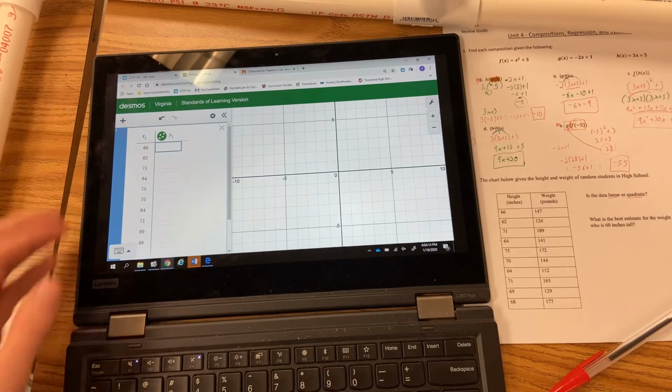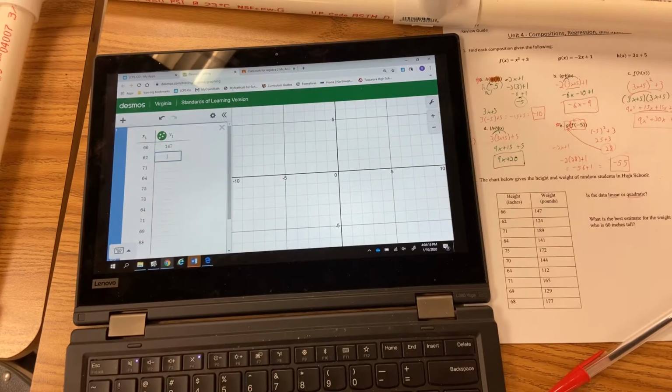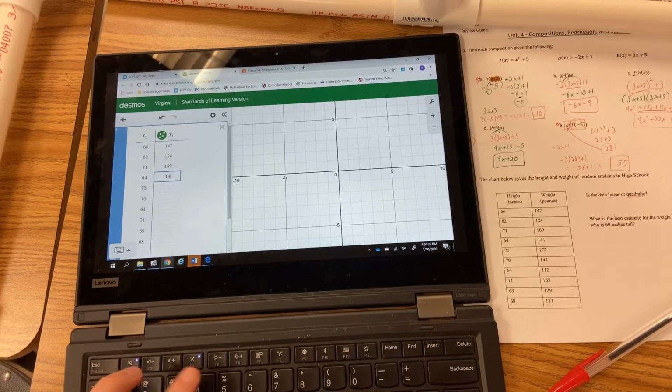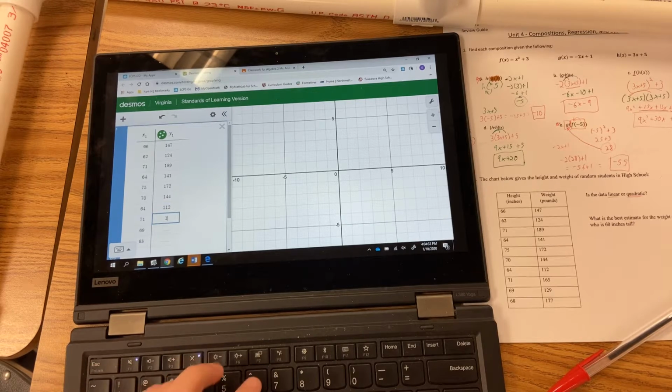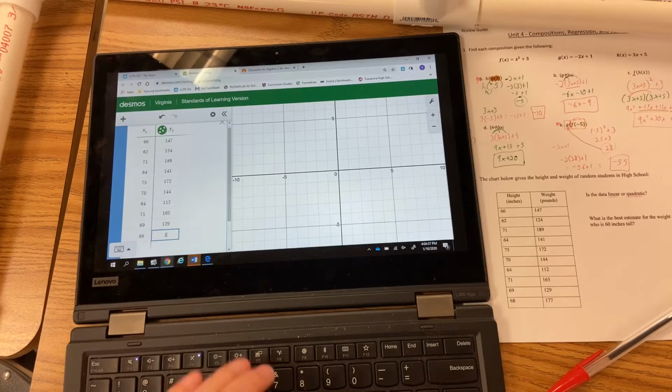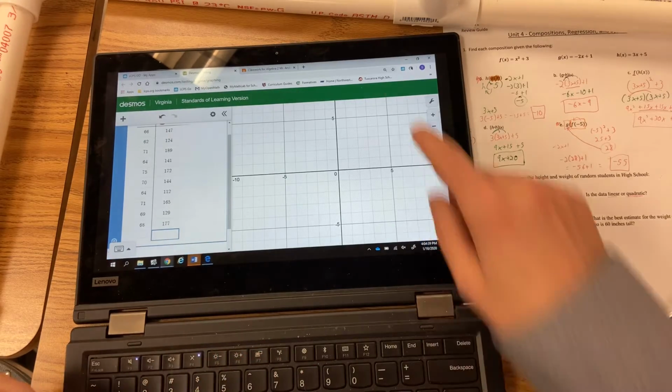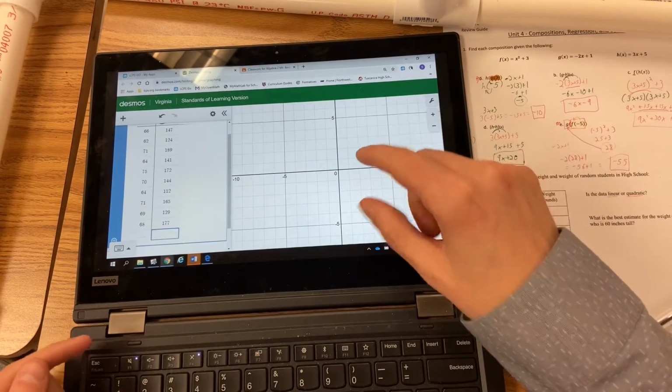Okay, the y values are 147, 124, 189, 141, 172, 144, 112, 165, 129, and 177. And none of these points are showing up here because it's not zoomed correctly.